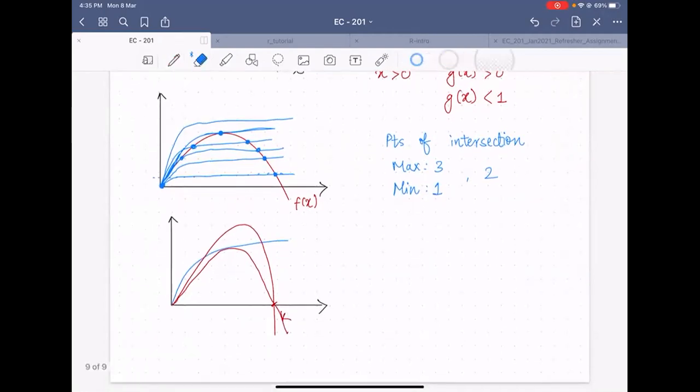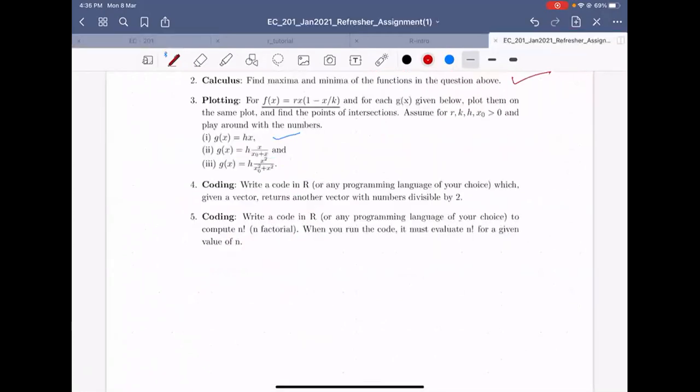Is this clear? How do we look at two functions together? Yes, great. Okay, now I hope it is clear. If you don't, you can ask me later on. So we are done with this also.